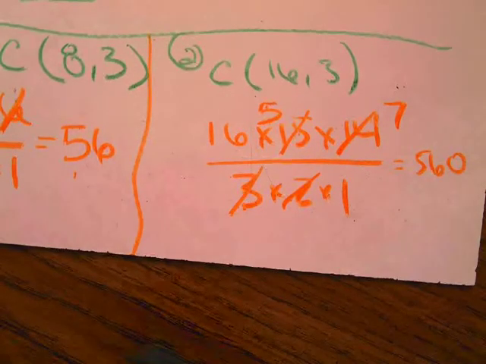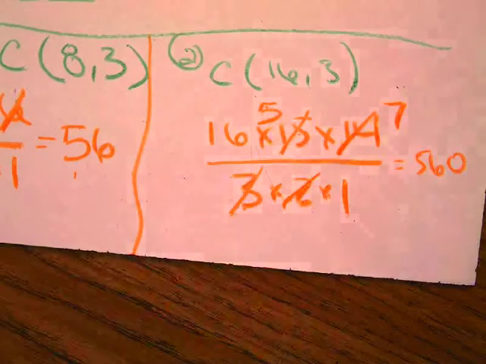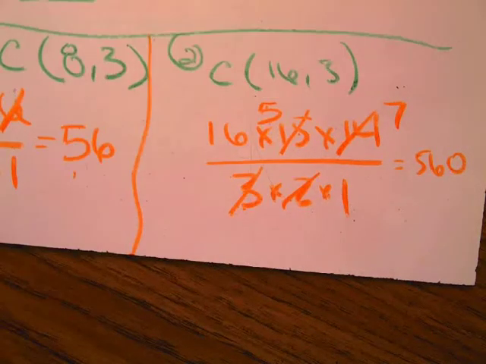And this is how you can find the total number of outcomes of a combination, which is an arrangement or listing where order is not important.